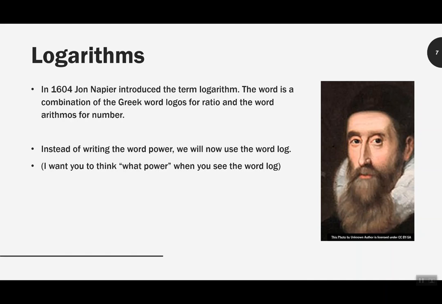So let's take a little talk about how my notation is going to change one more time. So here's logarithms, and here's a picture of the guy that really came up with it. So in 1604, John Napier introduced the term logarithm. So this word is a combination of 2 words. They're both Greek words. So the first one is logos, and that's for ratio, and the other one is arithmos, which is number. So this is a ratio, number ratio, right? So that's what we're looking at here.